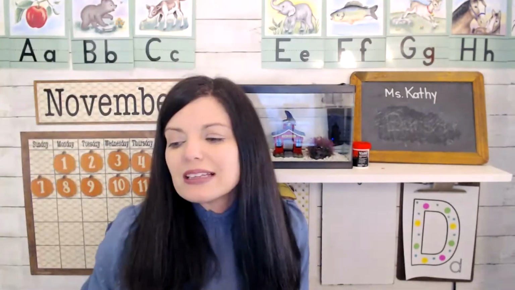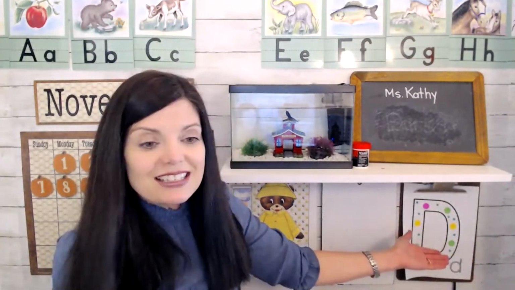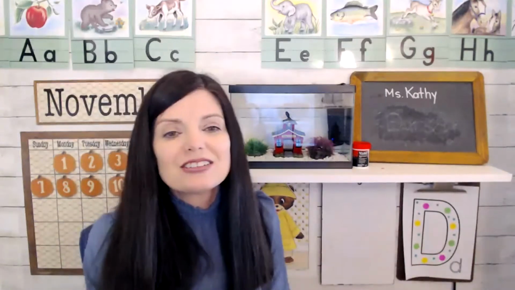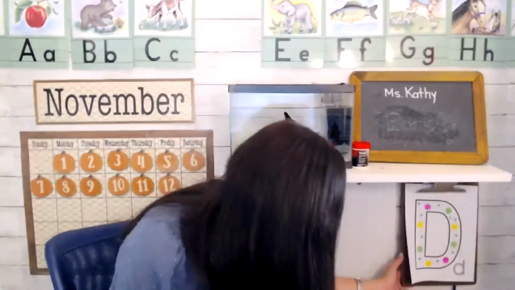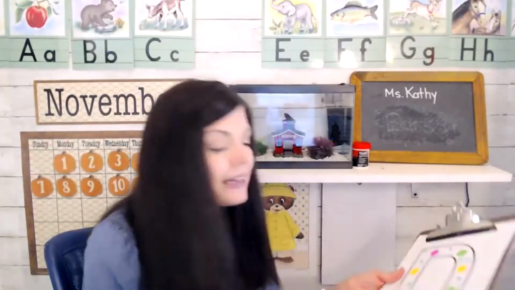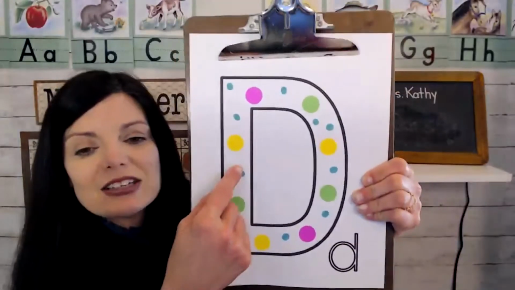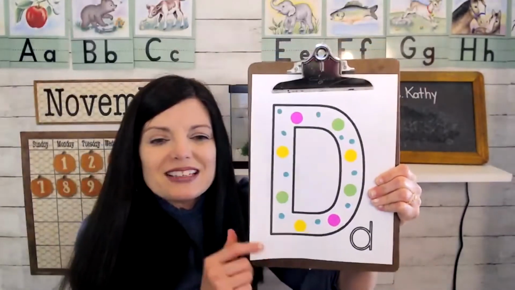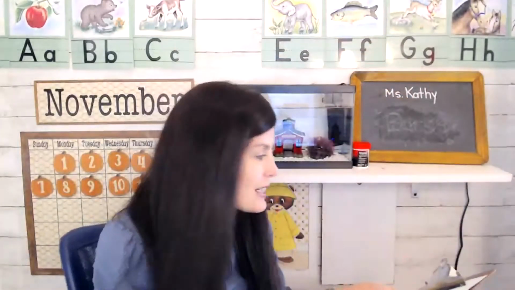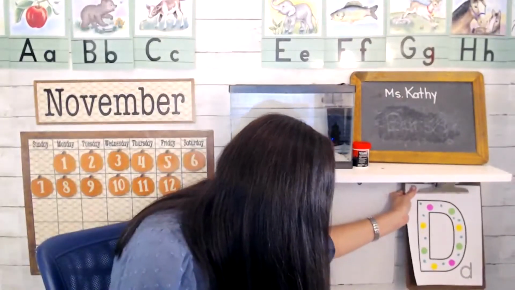Well, now that we know what letter D looks like, we're going to decorate the letter D with dots. I put dots all over my letter D. Now, I had stickers, and you can use stickers if you'd like, but I understand everybody doesn't have stickers that look like dots. So you can use a marker and make some dots if you'd like to. So that's what the letter D looks like. That's great for letter recognition.